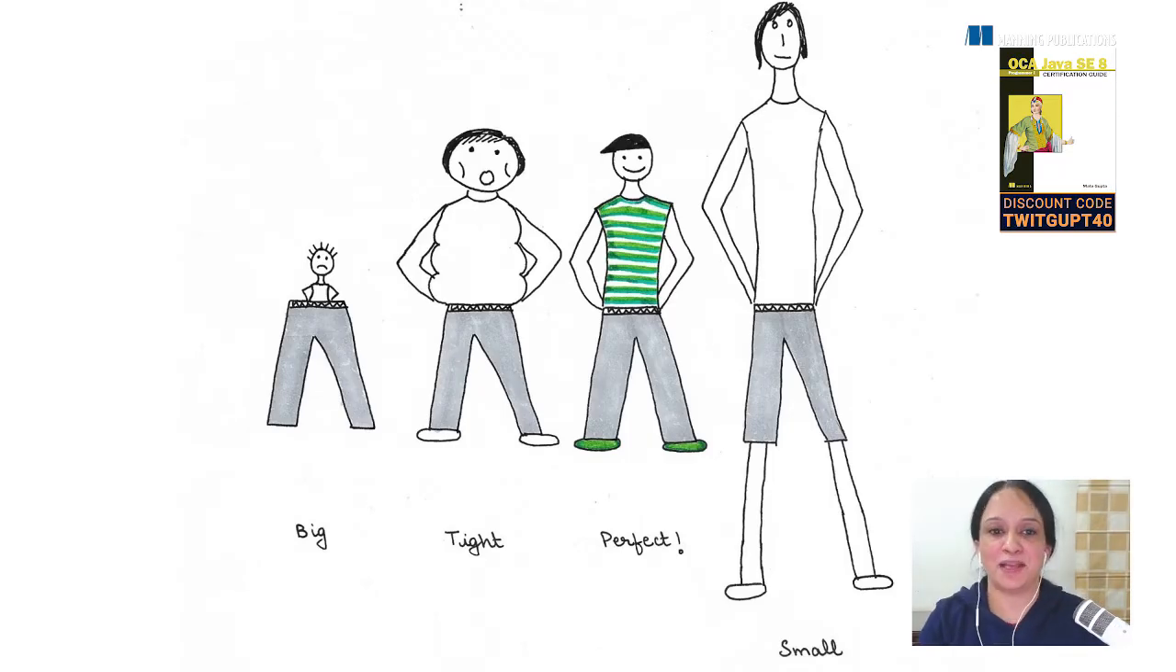So this is one of my favorite examples. I'm trying to help you understand what a record is and why you would need that. Imagine you walk into a shopping mall and all the trousers are of the same size. Depending on your size, the one that you pick could be big for you, tight for you, or small for you. And if you're lucky enough, that could be perfect. But what happens if that's the only option you have, and you have to buy the trouser? What do you do with it?